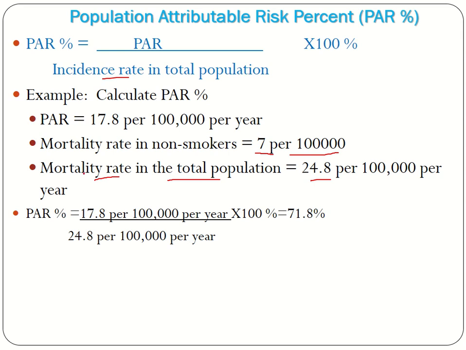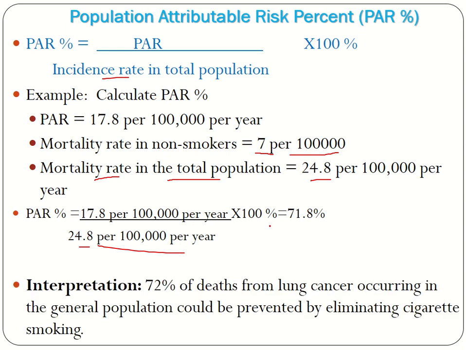So the incidence rate in the total population is 24.8 per 100,000 population per year. The PAR is 17.8 per 100,000 population per year. This one is 24.8 per 100,000 population per year. We multiply by 100% and get 71.8%. So what is the interpretation? 72% of deaths from lung cancer occurring in the general population could be prevented by eliminating cigarette smoking.